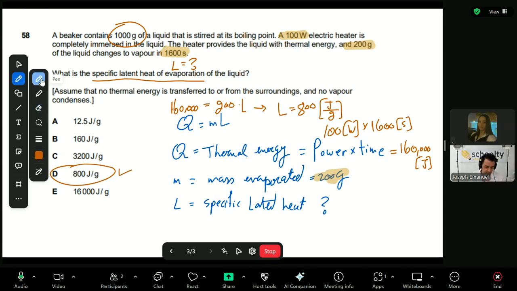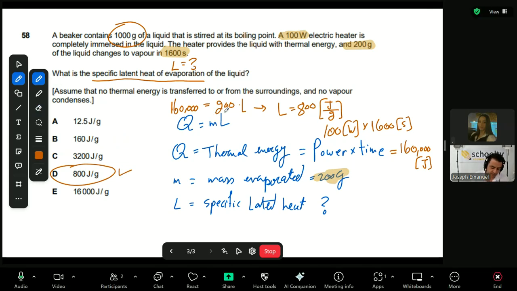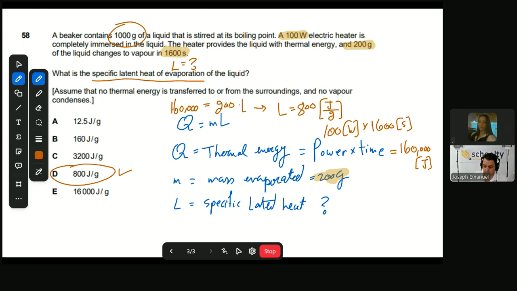Okay, so 1,000, this is all the material, all the liquid. In the equation we need to write the evaporated mass. Yeah, because they specifically asked about evaporation of the liquid in the question. That's why.